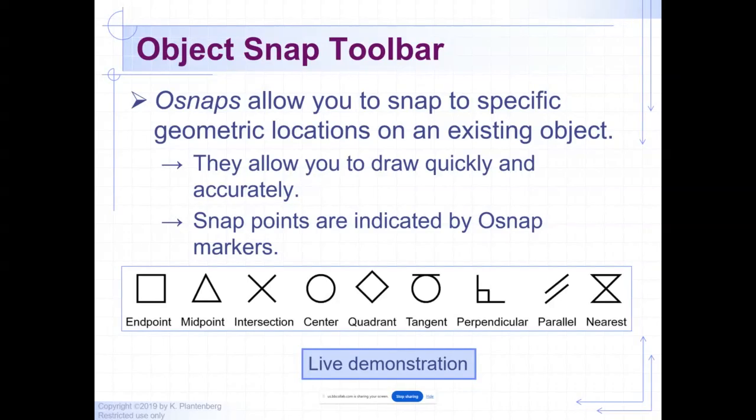Intersection, center, quadrant, I turn off and on. There's also one called geometric center, which should have been on this, but maybe they didn't have that in 2020, and I thought I updated my stuff on here, but I'll have to do that. Anyway, I don't keep tangent on, I don't keep perpendicular or parallel on, and I sure as heck don't have nearest on at all, ever.